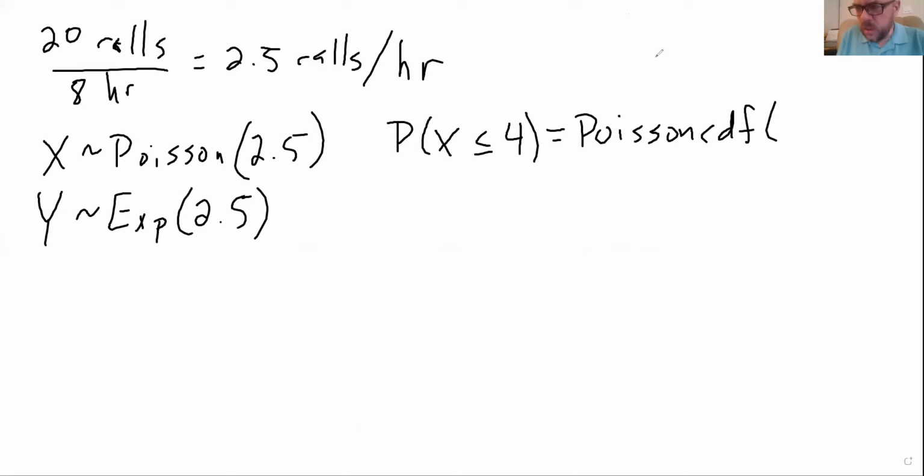I don't remember what order it goes in. I think 2.5 comma 4. Let's go look in the calculator. So now I actually do want that calculator share here.